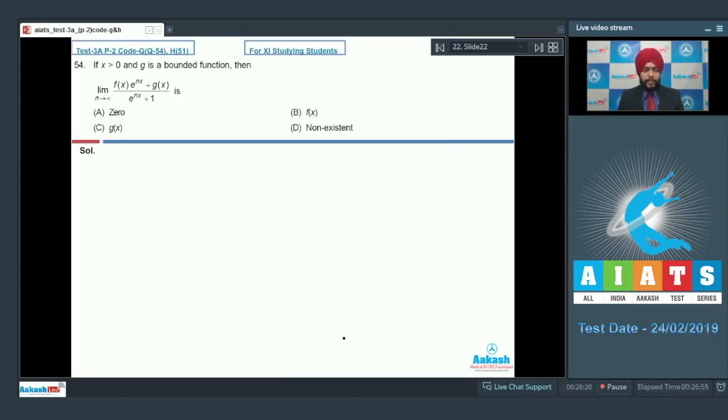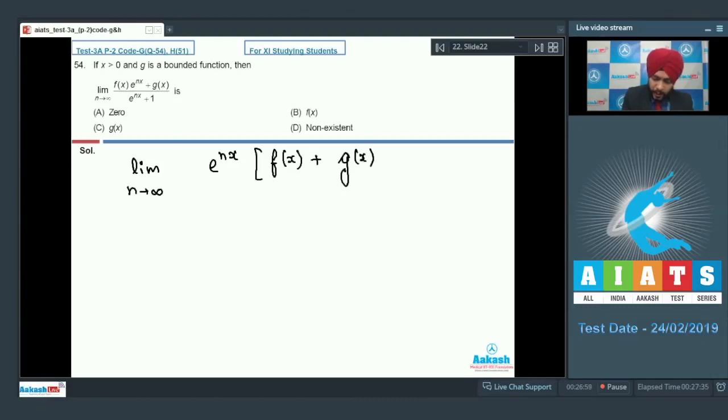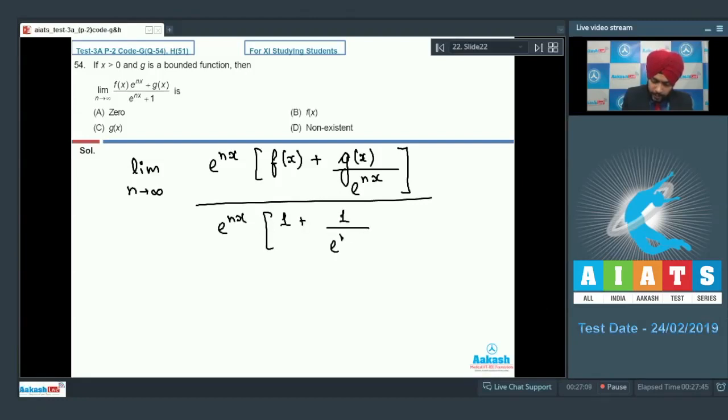the limit as n tends to infinity of (f(x) e^(nx) + g(x)) divided by (e^(nx) + 1). Students, g(x) is a bounded function. That means if g(x) is divided by a quantity which is approaching infinity, that particular value will tend to 0 directly. That is the meaning. So in order to evaluate this limit, we'll have to take e^(nx) multiplied by (f(x) + g(x)/e^(nx)), which I told you will be 0 when n tends to infinity, whole divided by e^(nx) into (1 + 1/e^(nx)).